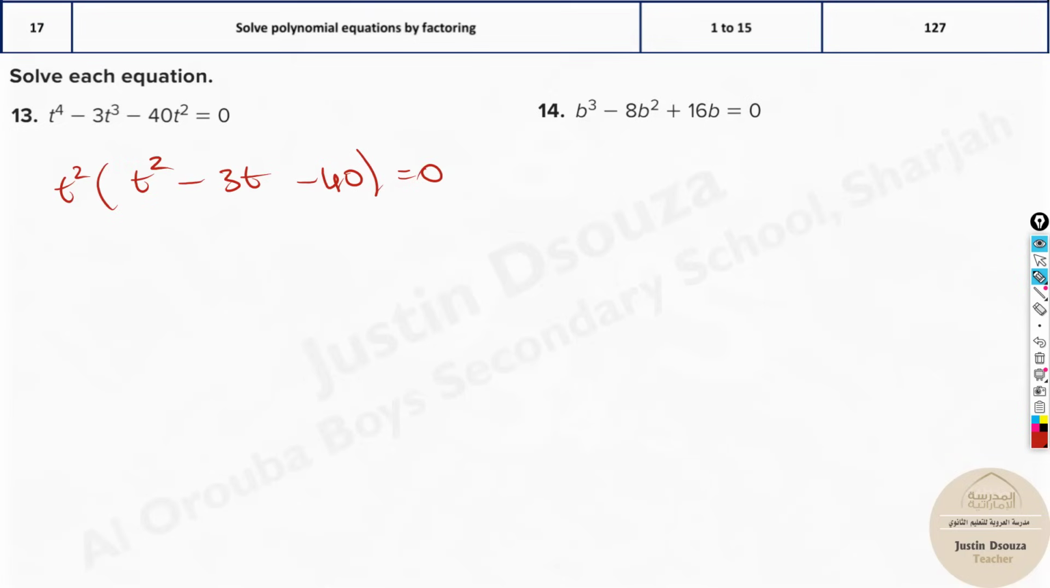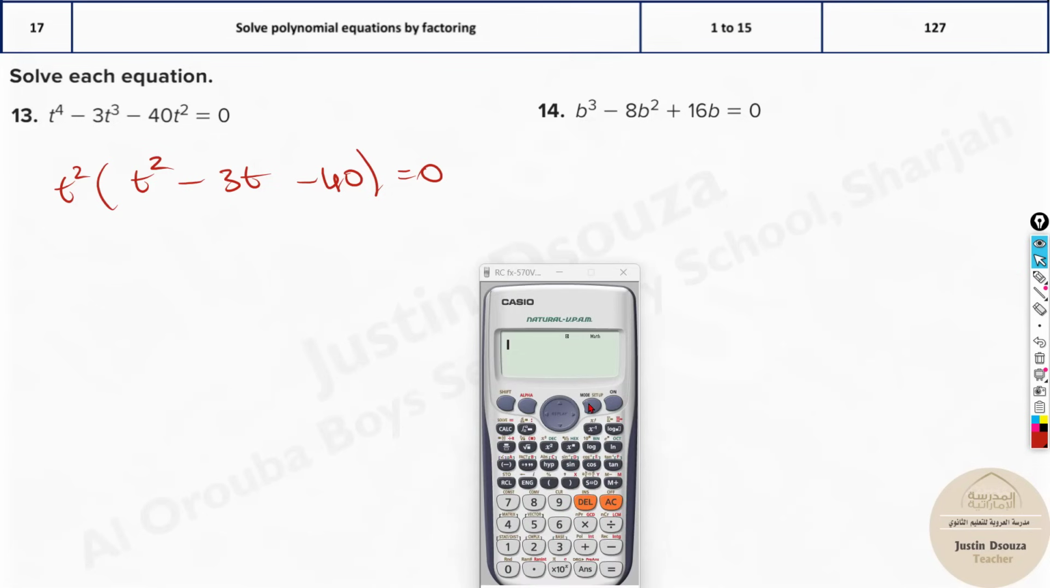Now use your calculator and factor these terms out. Let me show you. Please use mode 5 and 3. 3 is for quadratic. And now what is before x squared? It's 1. And over here it's minus 3. And lastly we have minus 40. And the answers are, okay, it's just a bit loading. It's 8 and we have minus 5.